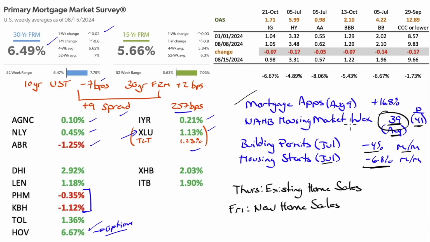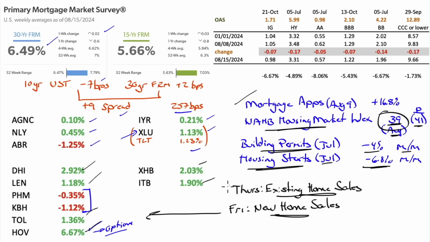The housing market index at 39, and these guys going up on the expectation that lower rates will create more demand. But as far as home builders, this is the stat to look at. None of that looks good. Thursday, existing home sales. And Friday, we have new home sales. Again, that speaks more to the builders. This speaks more to mortgage apps and to where the level of rates are, level of consumer confidence.